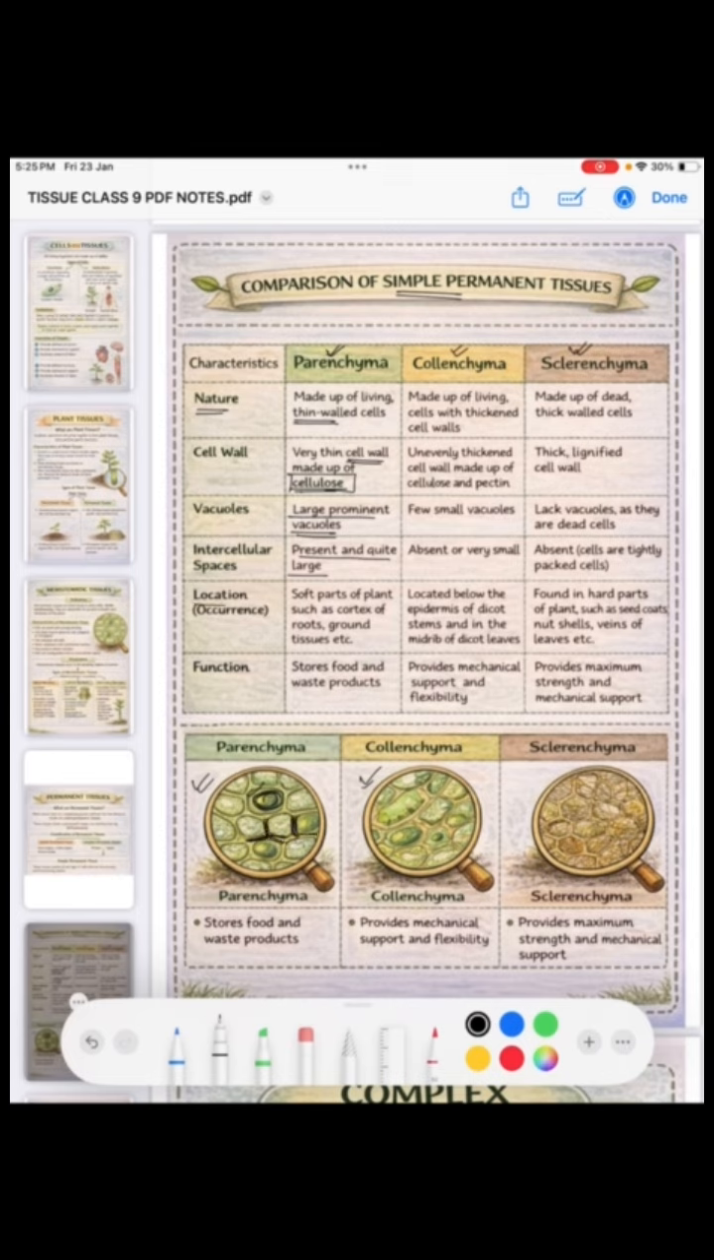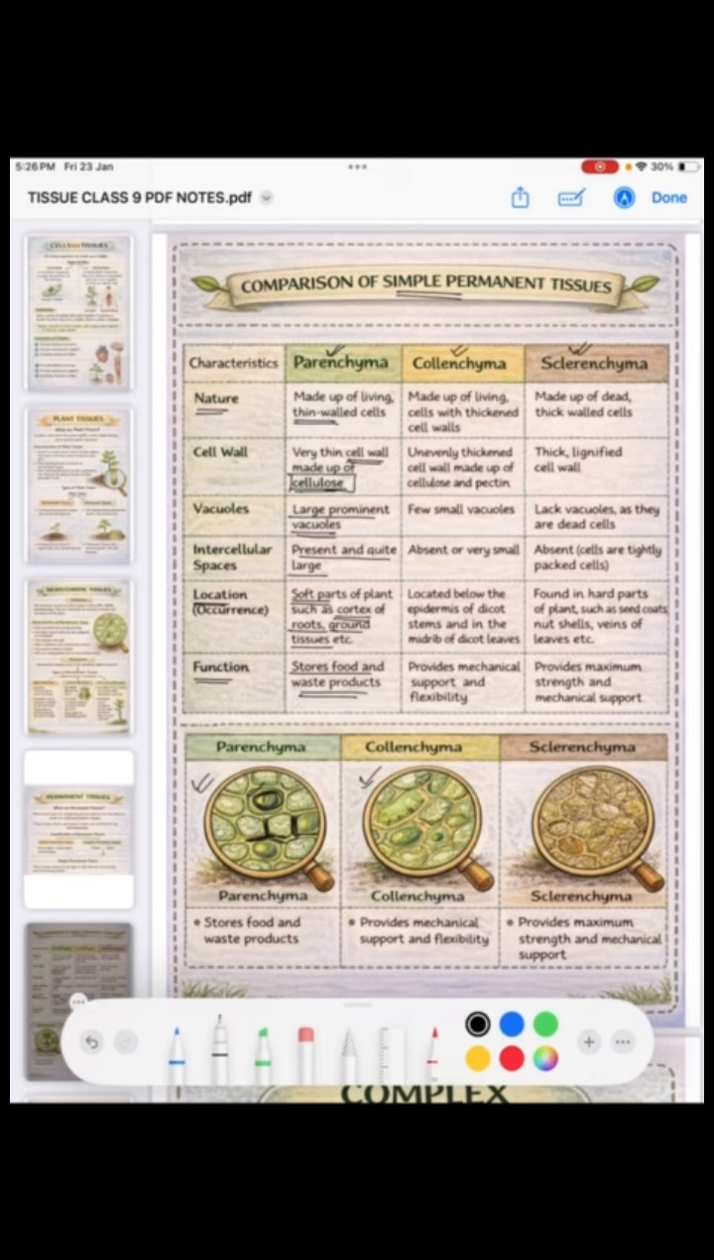And where is it present? They are present in the soft parts of the plant, like the roots, the ground tissues and also the cortex. So what is its function? It actually stores food and waste products. This is the main function of the parenchyma. So the major things to remember are that they are thin walled cells, they have cellulose in their body, and they are loosely packed. These are the three important points you can remember about the parenchyma.